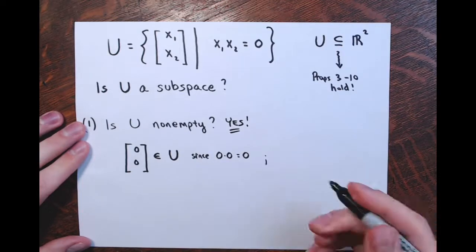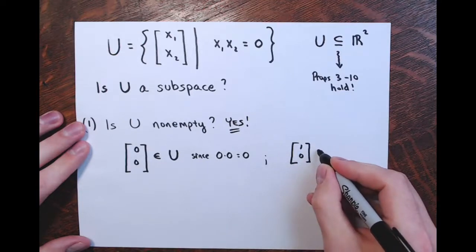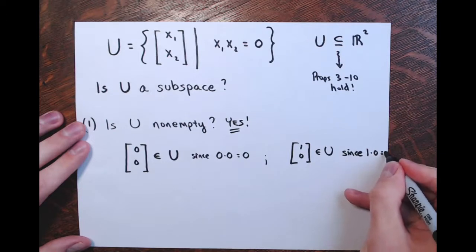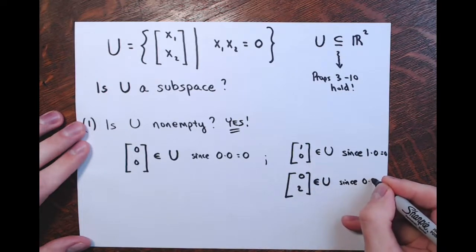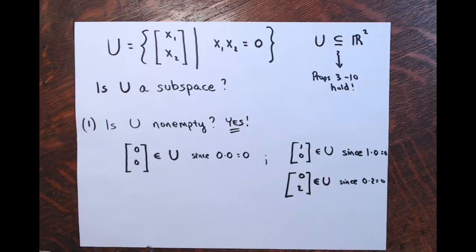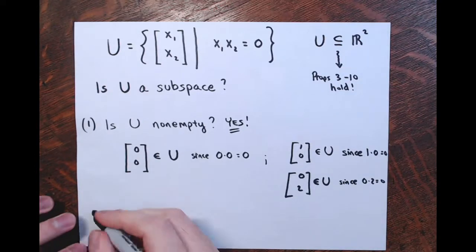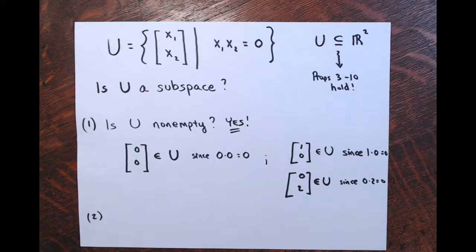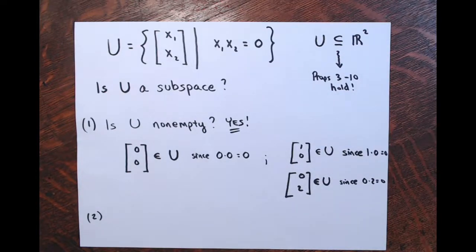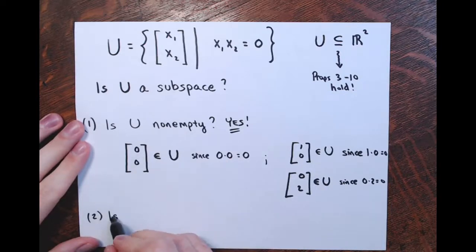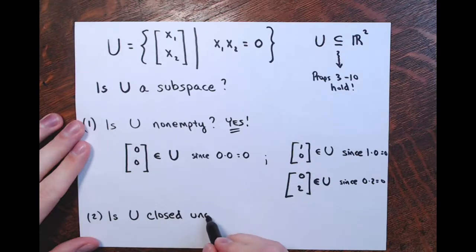In fact, it would have infinitely many. Here's another one: 1, 0 belongs to U, since the product of their components is 0. 0, 2 belongs to U as well, since the product of their components is also 0. So basically, any vector where at least one of the components is 0 belongs to U. So it's definitely non-empty. Now that I know it's got some vectors in it, and it would satisfy properties 3 through 10, will these vectors in set U satisfy the closure properties? After the non-empty question, the first is: is U closed under vector addition? The way vector addition is defined for a Euclidean vector space, the standard definition that we've seen.